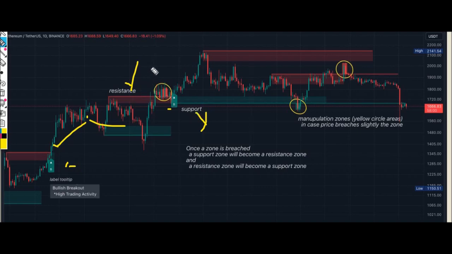You understand me? And this is so evident because you can see over here, this was our resistance, which was broken above, and it became our support. And when our support is broken below, it becomes our resistance. As well, guys, there are manipulation zones, which are circled by a yellow circle, in case price breaches the zone slightly. You're just going to see them on the chart. I don't want to focus on that majorly because most of us know about breakouts.